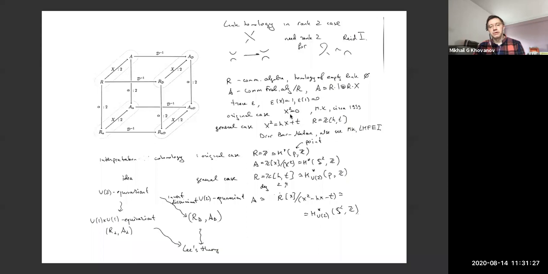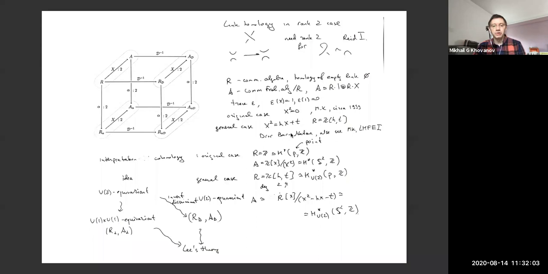The generalized case was Drawer's. He looks at x squared equal to hx plus t, where h and t are formal variables. Of course, you can do various specializations, but let us concentrate on this general case. Here h and x have degree 2, t has degree 4. The ground ring is polynomials in two variables. It's useful to think of this as the ring of symmetric functions in two variables, with h and t being the first and the second elementary symmetric functions in variables of degree 1, of degree 2.